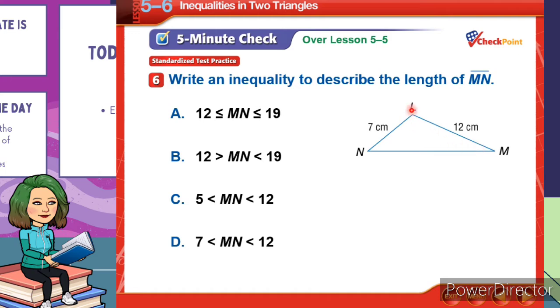So we have here, side LN, measure 7 centimeters, while side LM is 12 centimeters. So ano ang possible maximum third side? So, pag-plusin lang natin. 7 plus 12 is 19. So, ang third side natin hindi pwedeng 19. So, alin lang po diyan ang possible? Yes, and that will be letter B. Ganun lang siya kasimple.